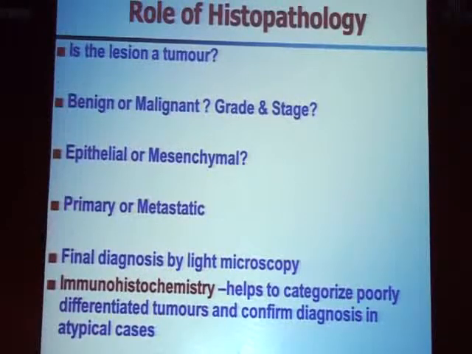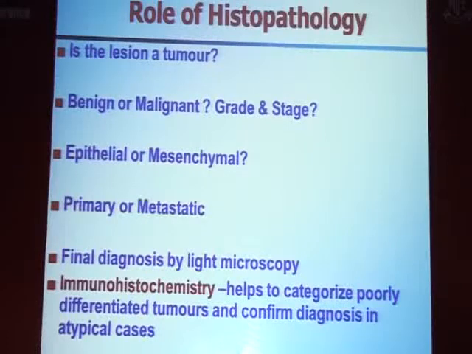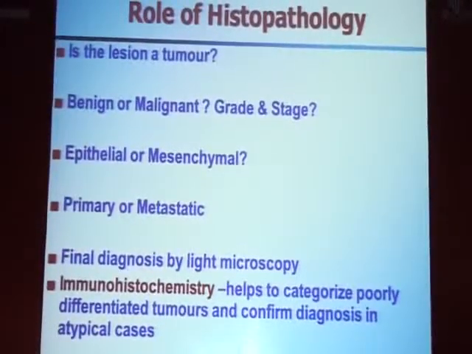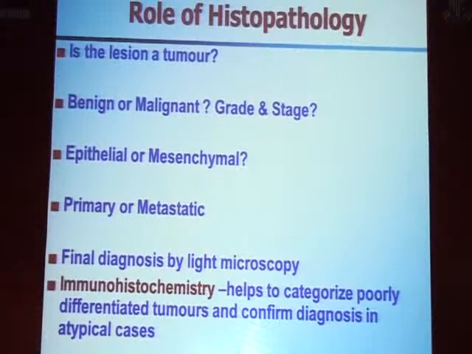And in case light microscopy is not confirmatory, we have to resort to special investigations, which is immunohistochemistry. So basically, immunohistochemistry will help us to localize the type of tumor. It does not help us to tell whether it's benign or malignant. That should be very clear. So by light microscopy, by histopathology, we are able to tell you the type of lesion it is and whether it is benign or malignant. Immunohistochemistry will only tell us what type of lesion it is.